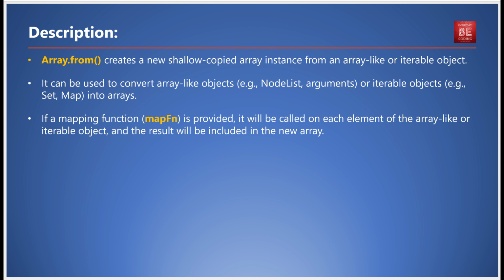What does Array.from do? It creates a new, shallow copied array instance from an array-like or iterable object. This function is perfect for converting array-like objects such as NodeList or arguments and iterable objects like Set and Map into arrays. If a mapping function is provided, it gets called on each element of the array-like or iterable object, and the result is included in the new array.